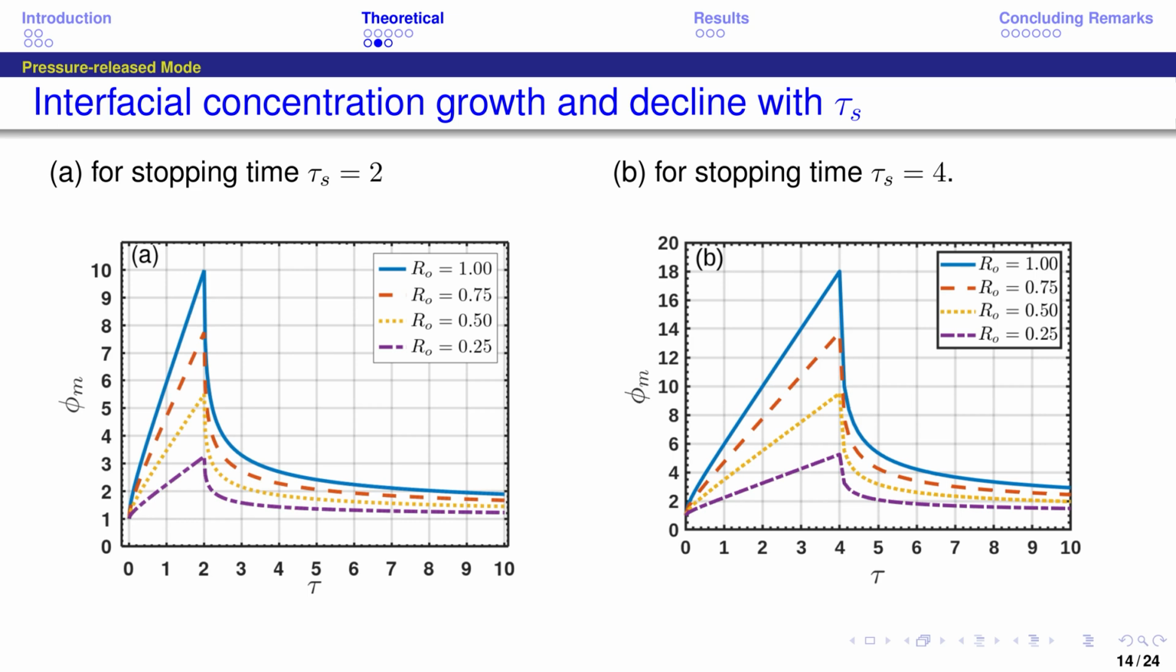This slide shows the interfacial concentration in the filtration phase, followed by the pressure-released phase with the dimensionless stopping time of 2 and 4. As expected, the concentration with a longer stopping time has a higher peak value, but their decreasing patterns are similar. Each of these two graphs shows the impact of the observed rejection ratio on the interfacial concentration profile with respect to time.